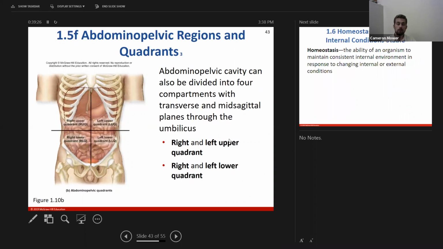Those are going to be your 9 regions, but then we can also divide your abdominopelvic cavity into quadrants. Quad meaning 4. You've got right and left upper quadrant, right and left lower quadrant. I don't know if you can see me doing this, but you can look at it on the picture certainly. Right and left, upper and lower quadrants.